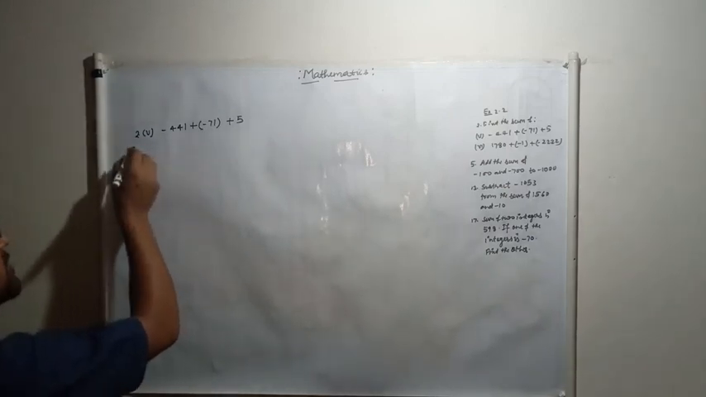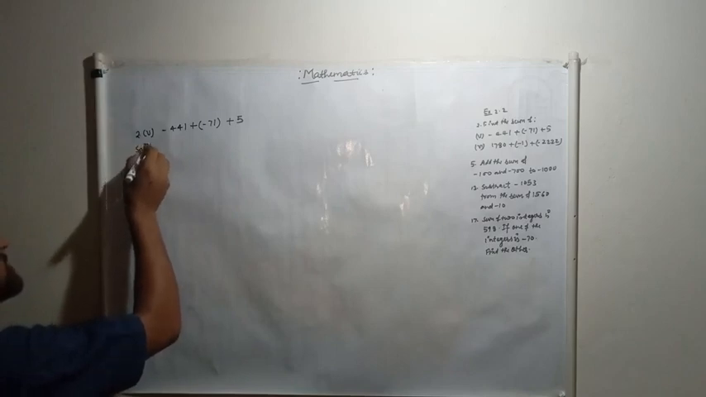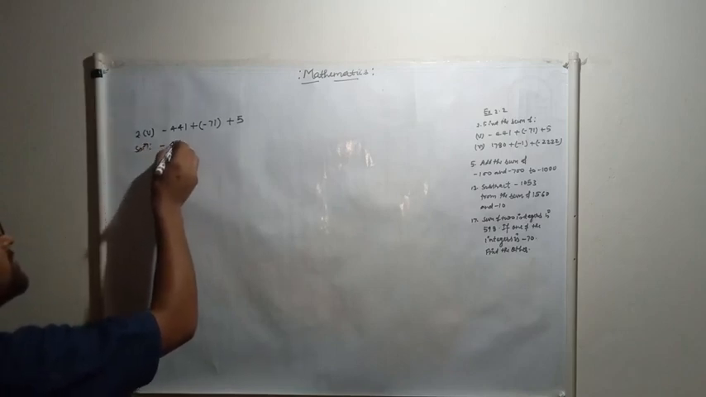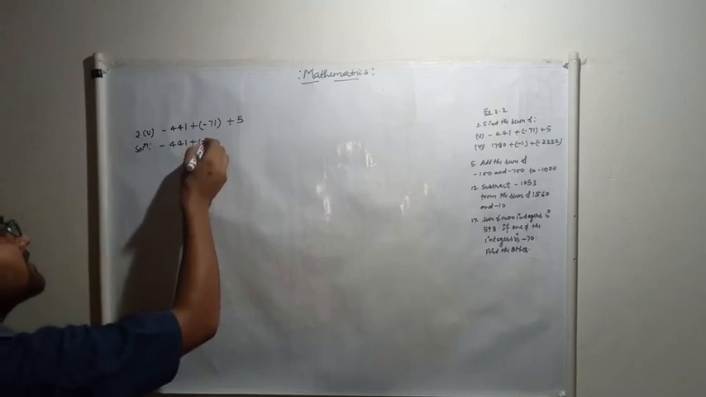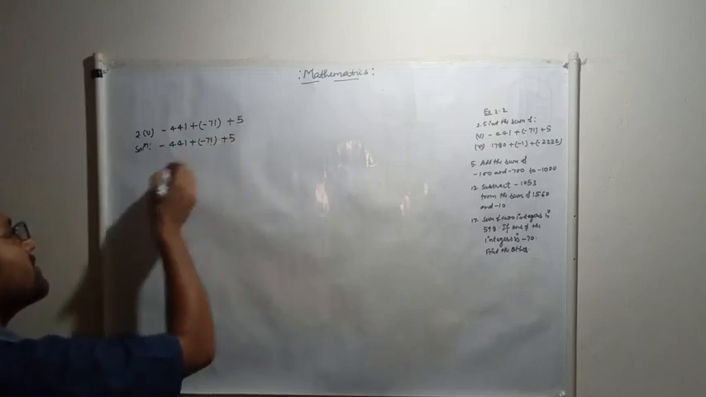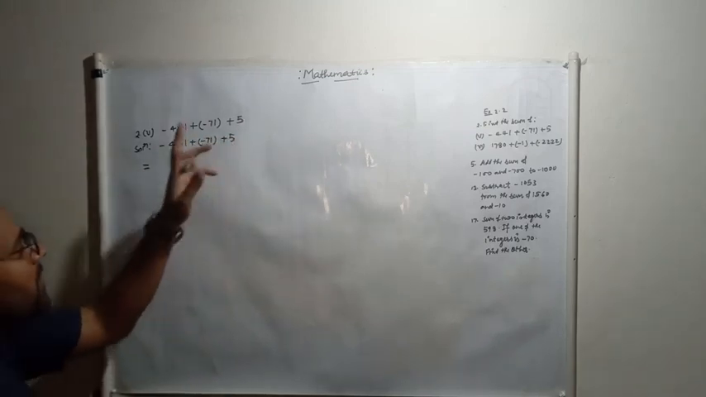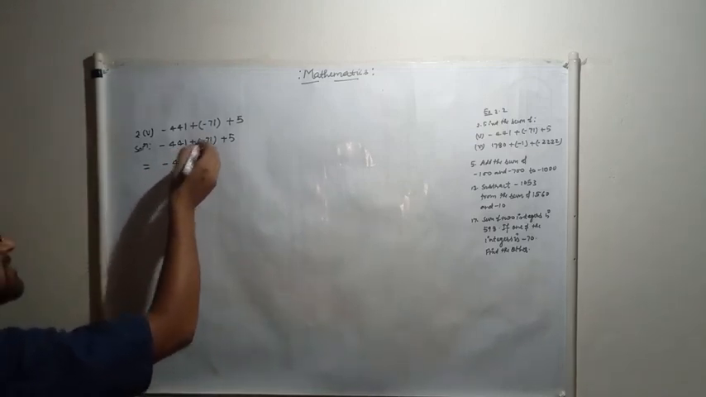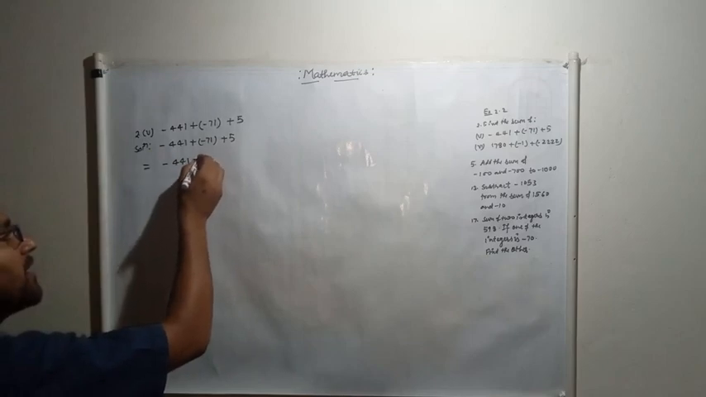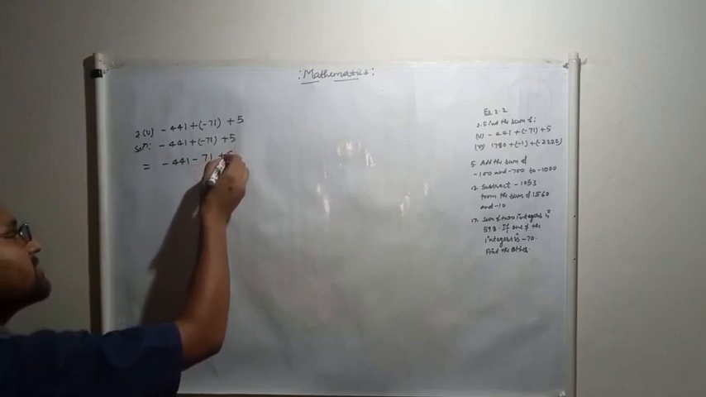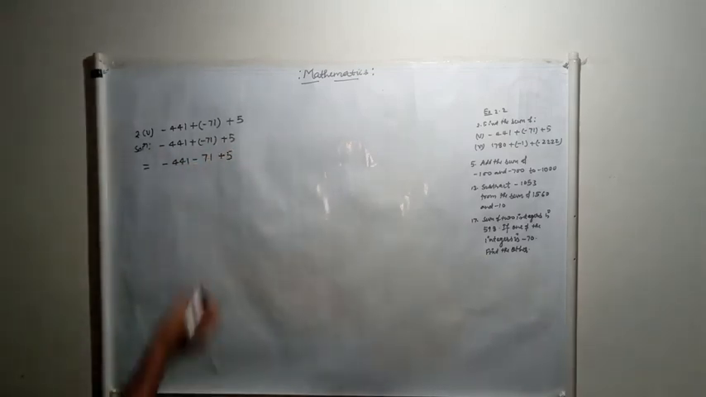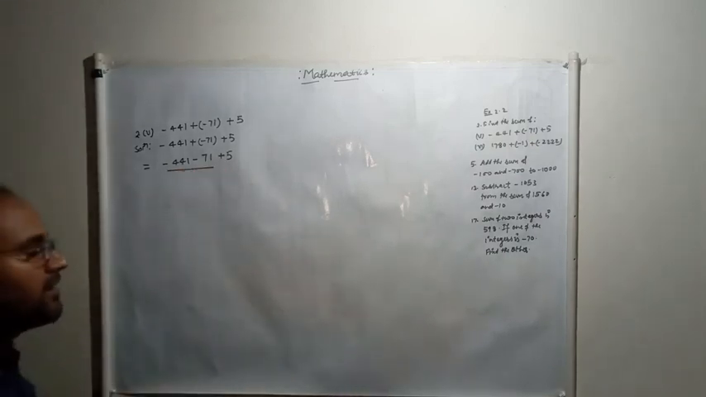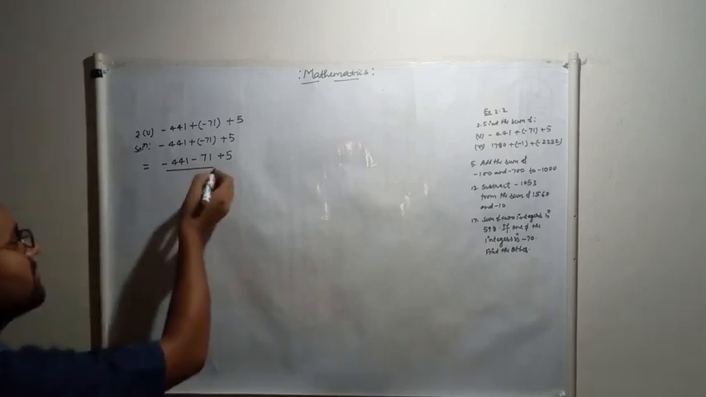So students, after that you can do this in your solution. Minus 441 plus in bracket minus 71 and plus 5. First of all, you remove this bracket. Minus 441, plus multiplied by minus, you know, gives minus 71, and plus 5. Both now have a negative sign. Here I am not going to use BODMAS, it is a simple simplification.